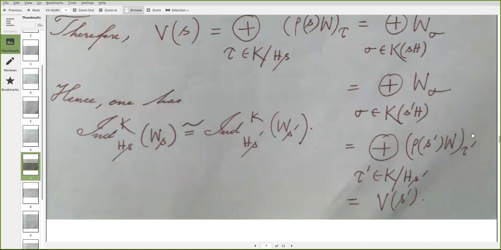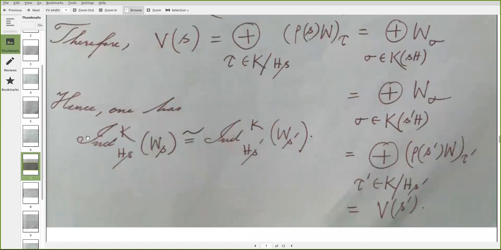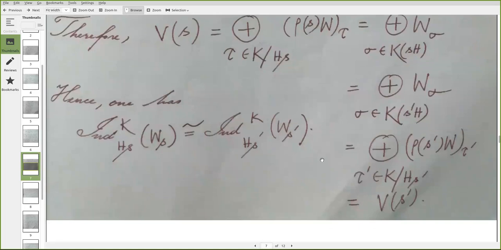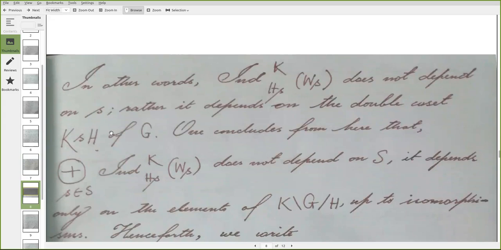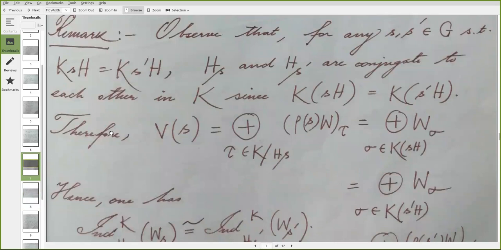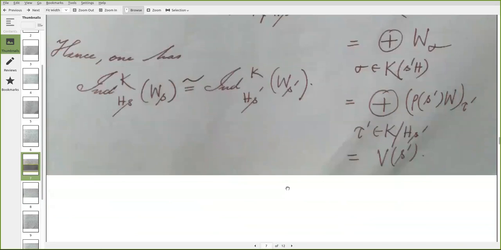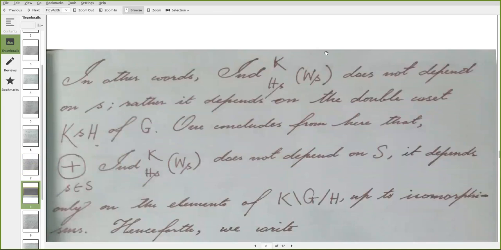So from that, it is now quite clear that the induced representation here is the same as the induced representation there, and that actually gives us something interesting. It shows that this induced representation does not actually depend on S. Rather, up to isomorphism, it depends on the double coset of S in G. Because if you take another element from the same double coset, since they are in the same orbit in G modulo H, the representations induced by them will be isomorphic to each other. So this is not actually dependent on S, rather it depends on the double coset of S in G.